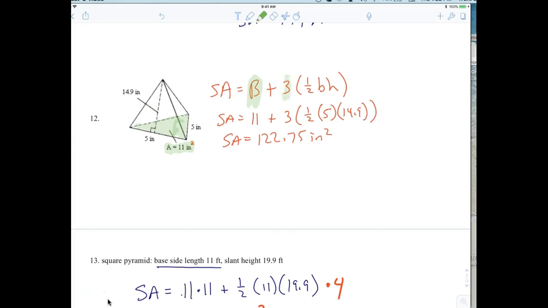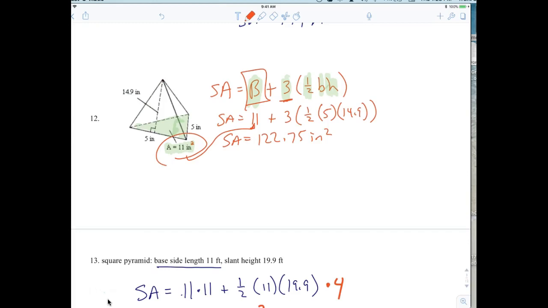That's why I did 3 times 1/2 base times height. Is everybody agreeing with that? Do you understand why there's a 3 here? Do you understand what the capital B is for? Yeah, it's for the area of the base. That's right. And the area of the base, they tell you, is what?